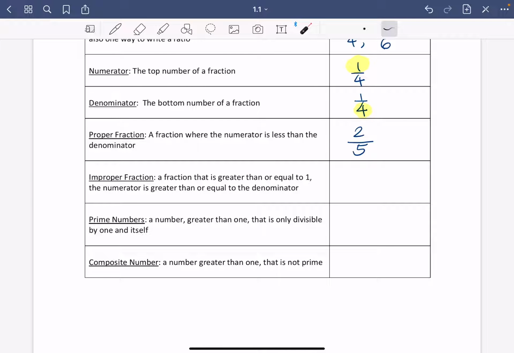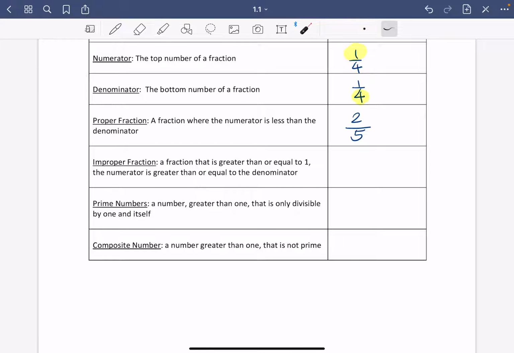Okay, and an improper fraction is a fraction that is greater than or equal to 1. So the value is greater than or equal to 1. And what does that look like? It looks like this. An improper fraction will have a numerator that is greater than or equal to the denominator. So for example, if I have 7 over 4, the top number is greater than the bottom number. And if I have 6 over 6, the top number is the same as the bottom number. These will all be called improper fractions.